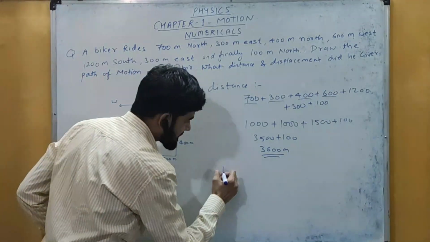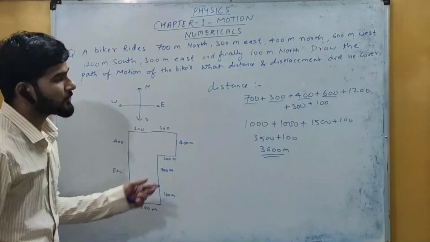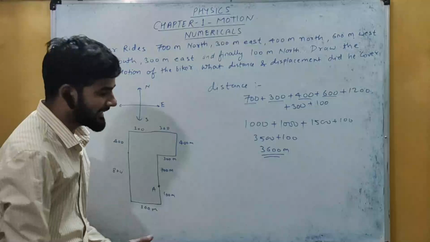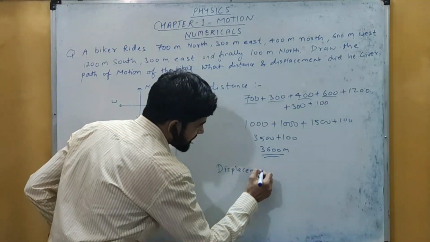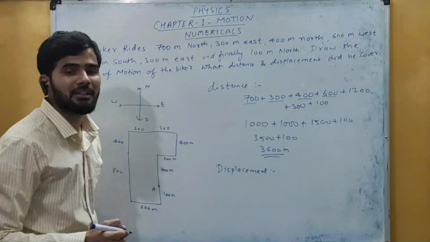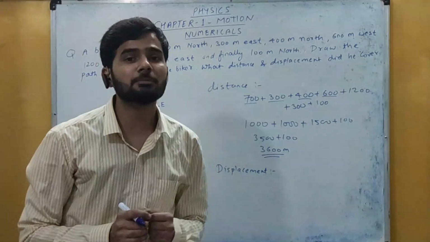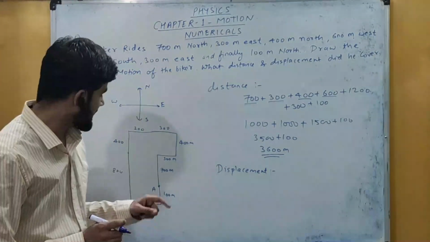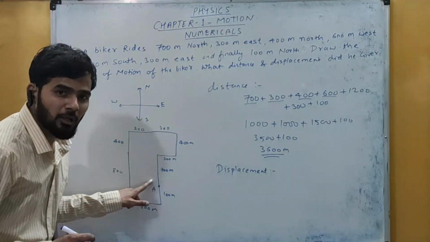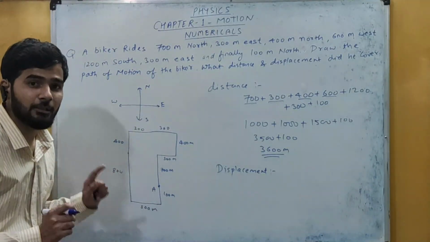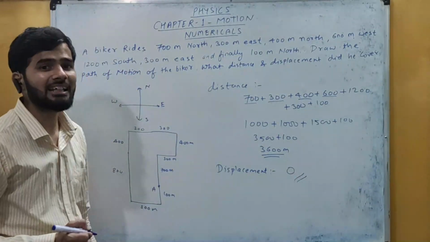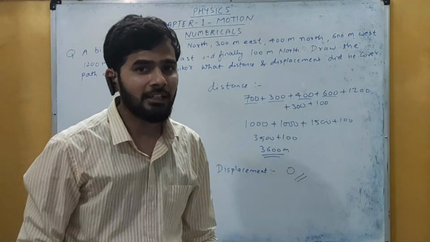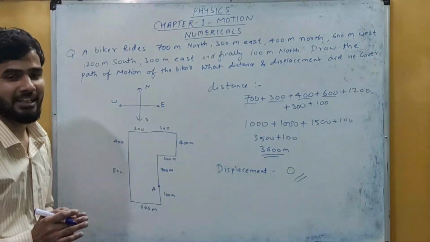So now the displacement. After distance, you have to calculate the displacement. Displacement is the shortest path between initial and final point. तो यहाँ पर क्या हुआ? Initial point भी यही था, final point भी यही हो गया. It means what will be the displacement? The displacement will be 0 in this case. Okay. So in this way you can solve such kind of numerical.